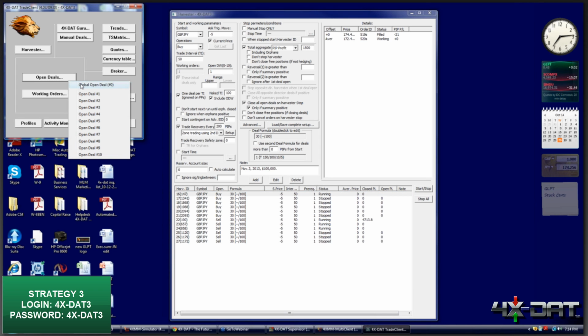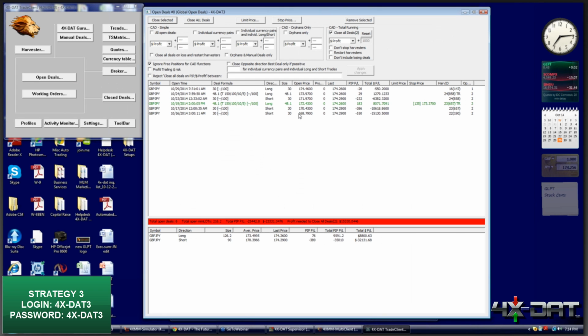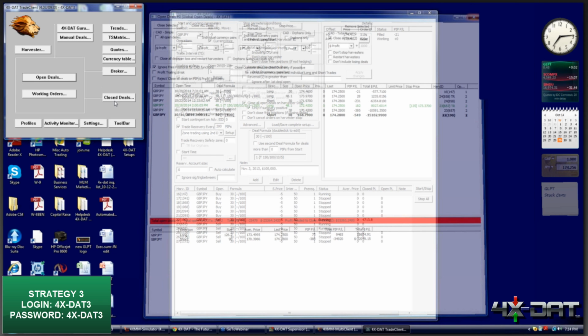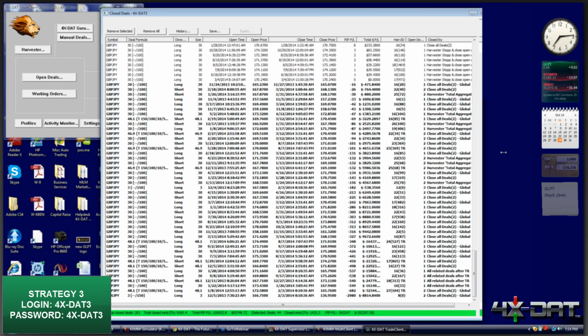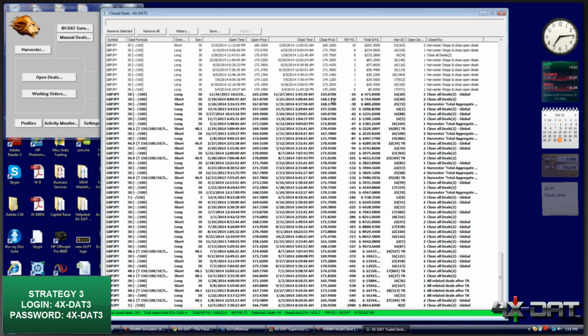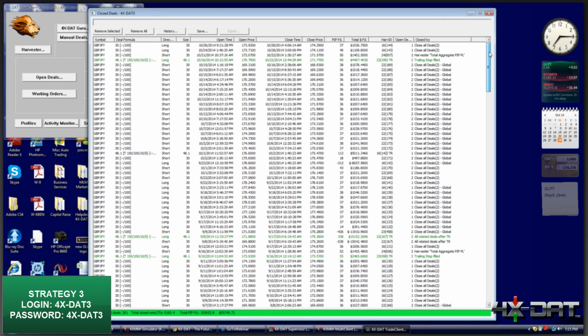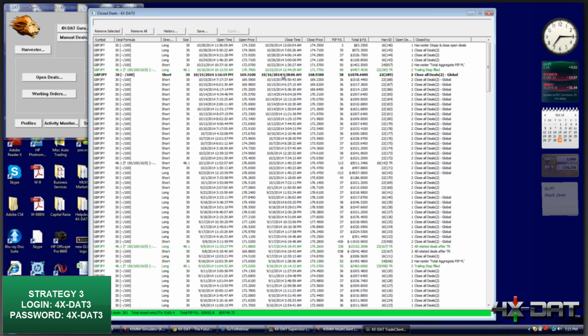So if we look at our open deals, again, we only have a few trades open, but look at this. We're actually in about a, not quite, $14,500 drawdown. We have a couple of runaways here, but the software will get out of it. Let's look at the closed deals again. We had the last global close on the 16th.